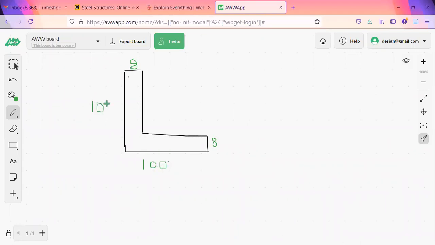It may feel very simple, but it is not the case. Because in the actual steel angle, all curves are there. I have taken it as two rectangles. Lot of curves are there, but I'm not going to consider them. Simple two rectangles. This is 100. This is 100.